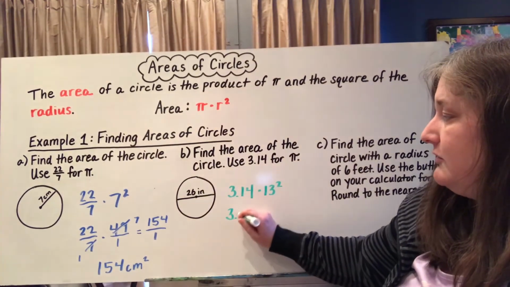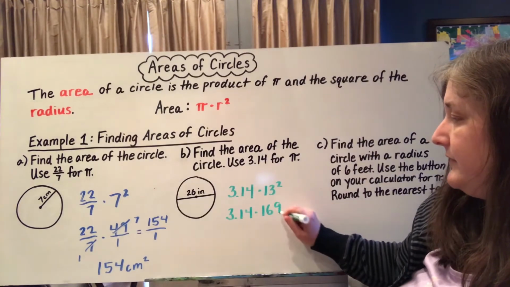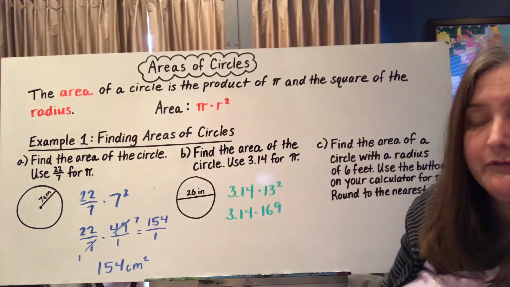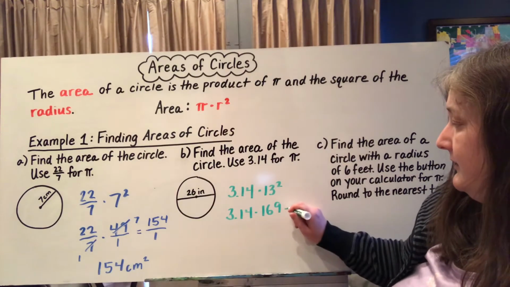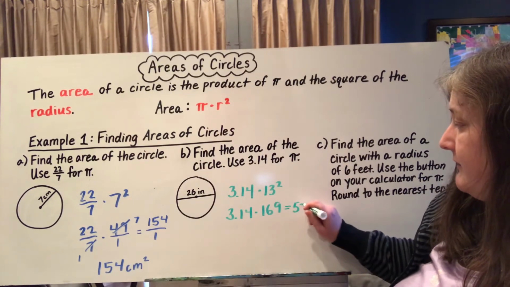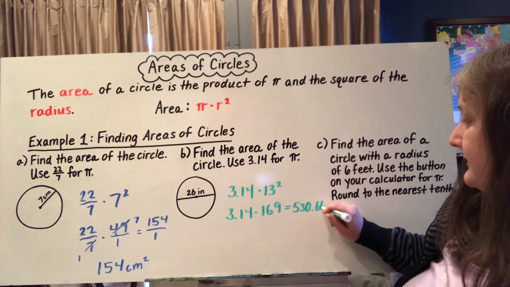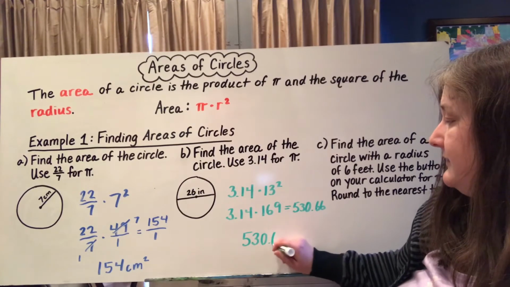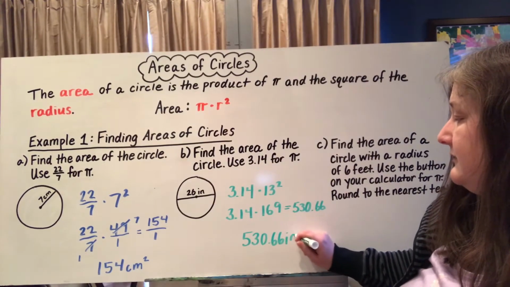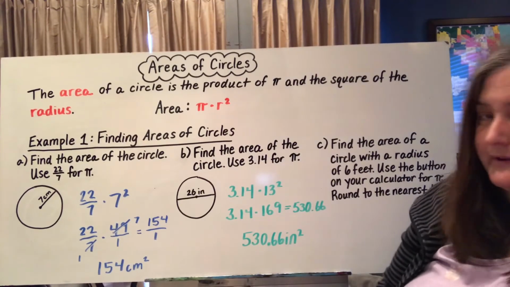So the first thing I need to do is the squared part. 13 squared is 169. And 3.14 times 169 is going to give us 530.66. So 530.66 inches squared is my area for this circle.